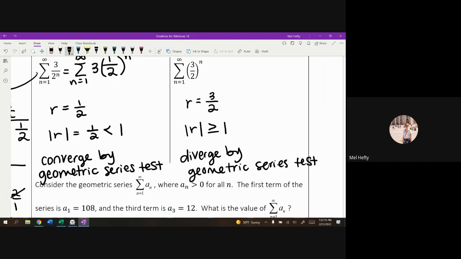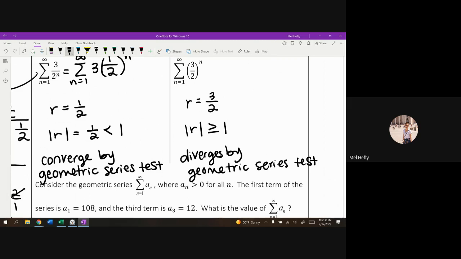Could I find the sum for this one? No, it diverges. Okay, but if you try to do it, you would get a number. It would be negative, which would be weird because you're adding up positive terms. So you've got to make sure that if it diverges, we don't get a sum. Nope.